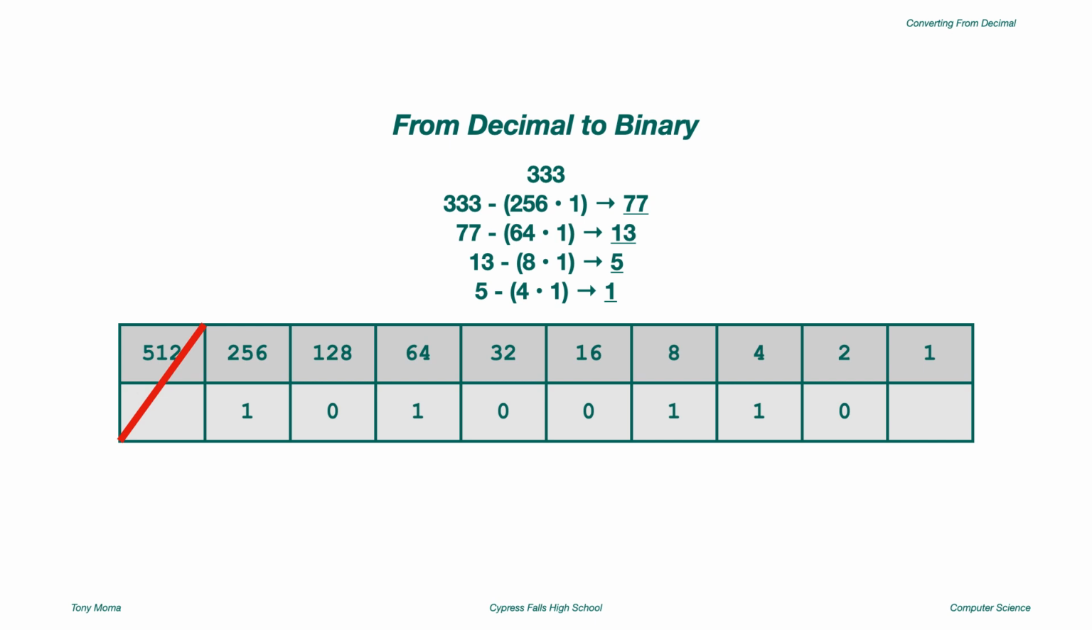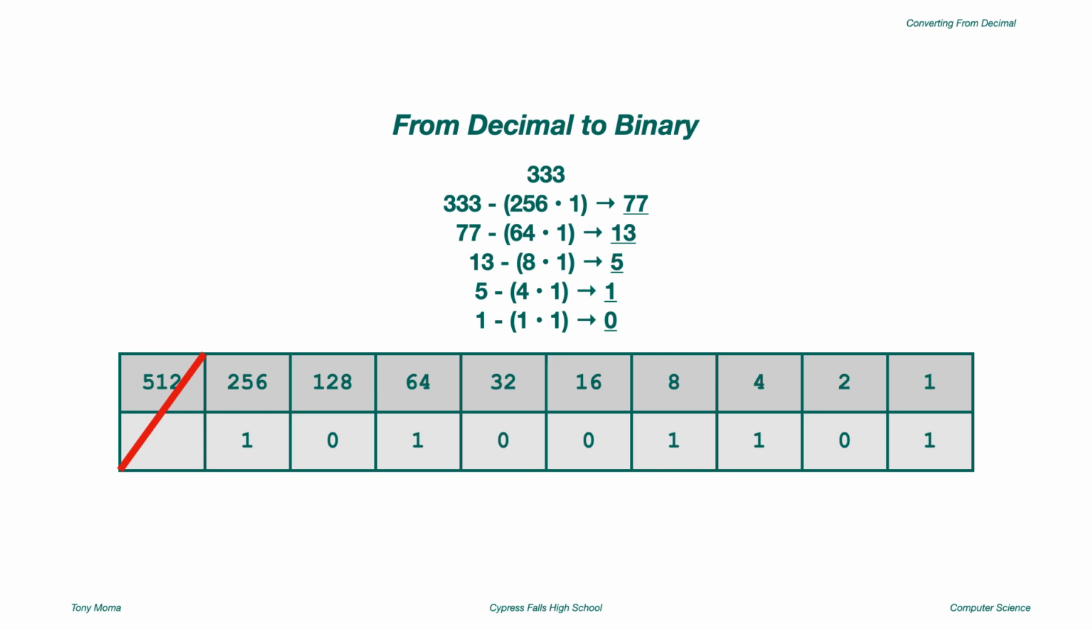How many times can 1 fit inside 1? 1 time. Multiply the top times the bottom. 1 times 1, subtracted from 1, leaves us with 0. Thus, for our final answer, we have 1 0 1 0 0 1 1 0 1.